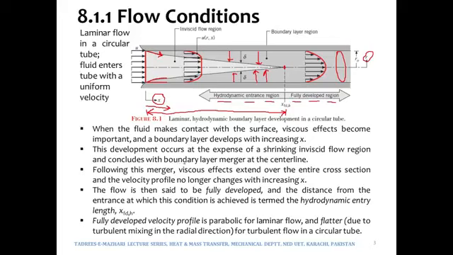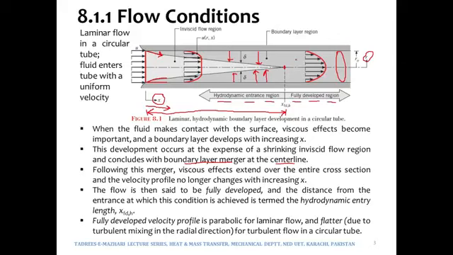So over here it says the boundary layers merge at the center line, and following this merger, the viscous effects extend over the cross section and the velocity profile no longer changes with x. So in the hydrodynamic entrance region, the boundary layer would have this shape, but it will keep on changing. But once the flow becomes fully developed, the velocity boundary layer would then have that fixed shape. The velocity profile will no longer change.